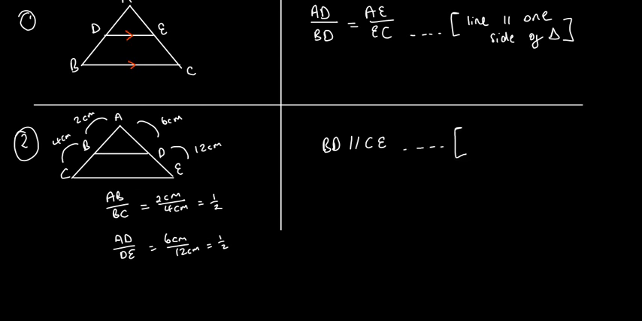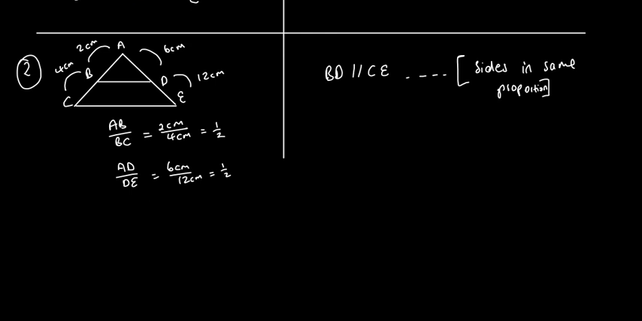Your reason: here we're saying line parallel to one side of a triangle, but here you would say sides in the same proportion. You can write prop, or you write proportion in full. That is what you conclude. If you see a situation like this, you conclude that, and then you give a reason why you are concluding that. Because the sides are in the same proportion, it means BD should be parallel to CE. All right, so that was the second one.